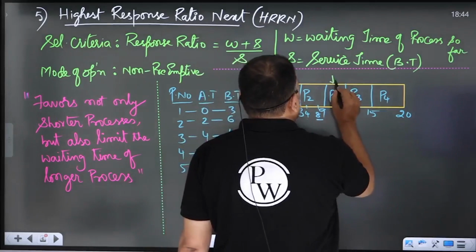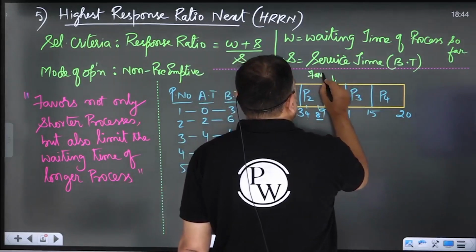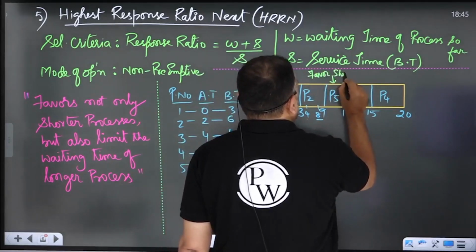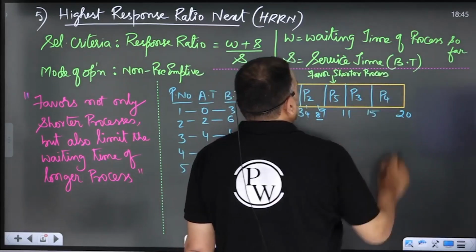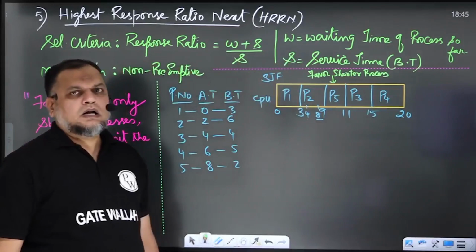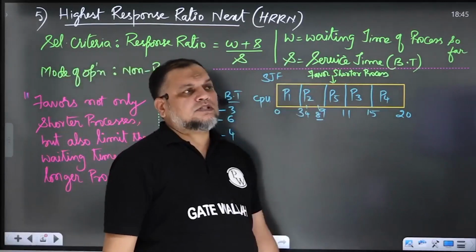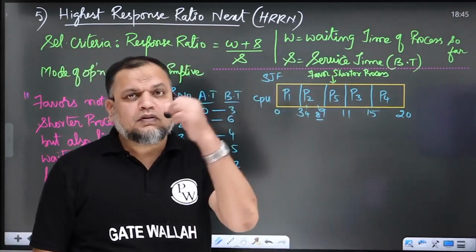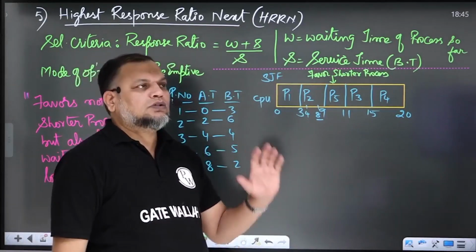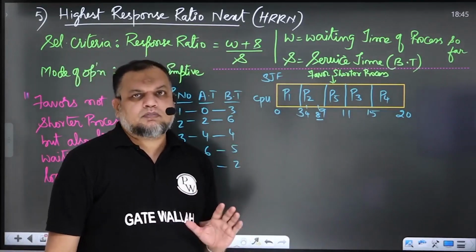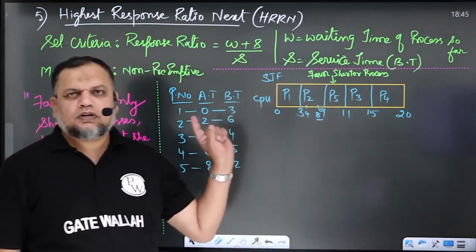So this is favoring the shorter process. And that is causing starvation to the longer process P3. I don't want this behavior. So how is HRRN going to overcome this problem? I hope you are able to understand the point which I told just now.